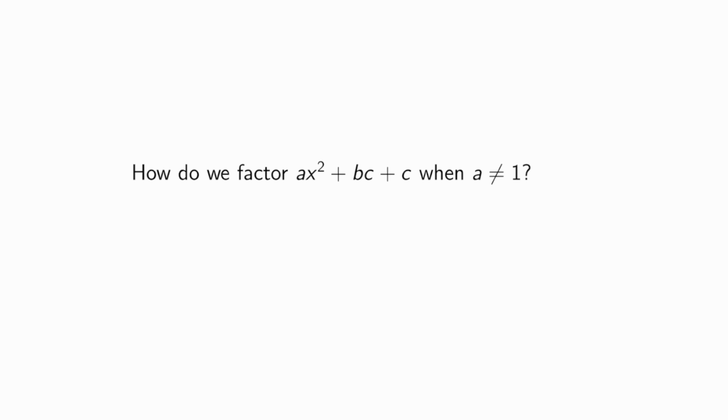In this video, we want to learn how to factor a quadratic trinomial of the form ax squared plus bx plus c, but specifically when a is not 1. The case when a is actually 1 we covered in the last video, factoring quadratic trinomials part 1, so I will assume that you know how to do that. All right, well, how do we factor something like this?